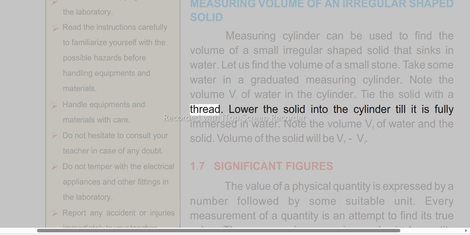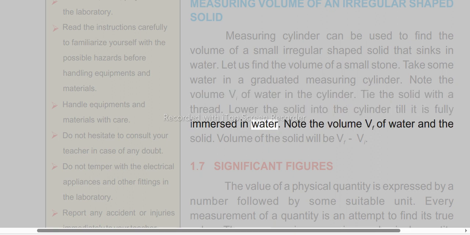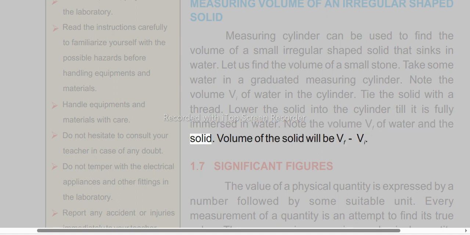Tie the solid with a thread. Lower the solid into the cylinder till it is fully immersed in water. Note the volume Vf of water and the solid. Volume of the solid will be Vf minus Vi.